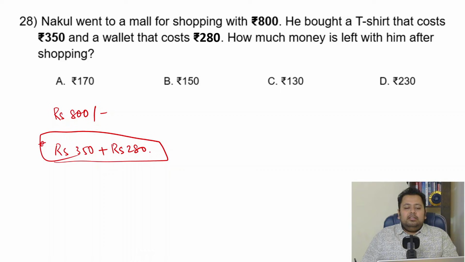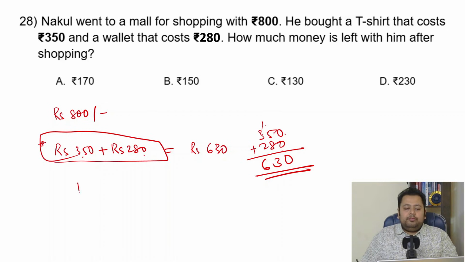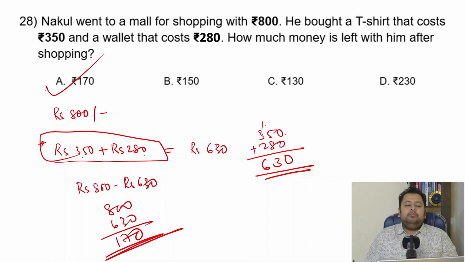Great. I think easy one. So this is rupees 350 plus rupees 280. If you do the addition, you will get rupees 630. Let's just do it. 0 plus 0 is 0, 8 plus 5 is 13, 1 carries over, 3 plus 2 is 5, plus 1 is 6, so 630. If you subtract, what is left? Left is 800 minus rupees 630. If you do this subtraction, you will get 170 as your answer. Option number A is your correct answer. Hopefully you got this one correct as well. If you did, give yourself a star.